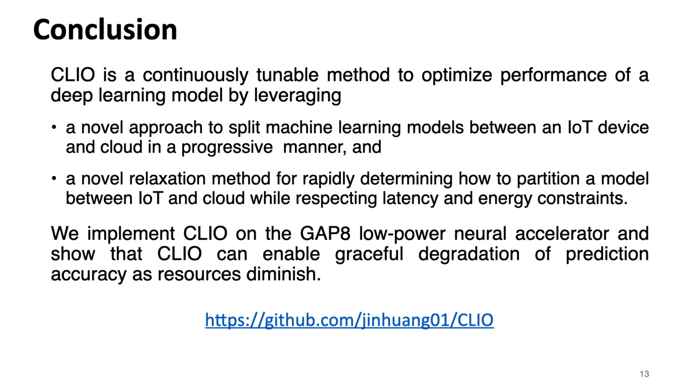In summary, CLIO is an automatic compilation method for low-power IoT devices that progressively partitions a deep learning model between IoT devices and the cloud to optimize latency and energy, while also being resilient to bandwidth dynamics. CLIO is a departure from our prior work, as CLIO operates in a progressive manner and simultaneously reasons about model compression and data compression. We have a complete implementation of CLIO on the GAP8 low-power neural accelerators and have also made the code available.